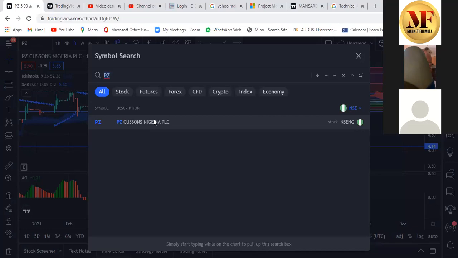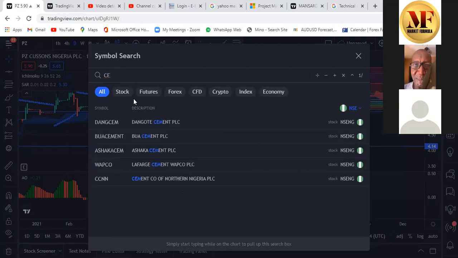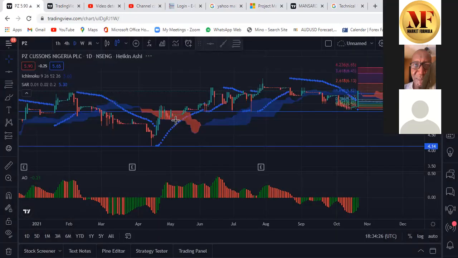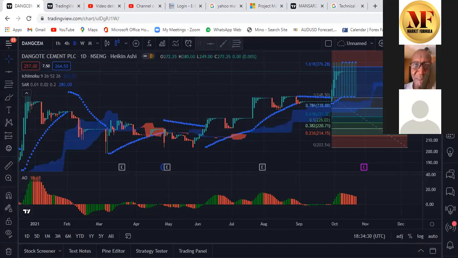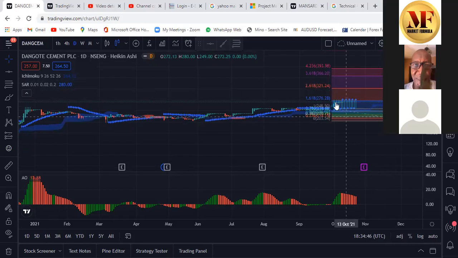Let's look at the cement industry. I'll just quickly run through that. Dangote cement. Okay. Dangote cement. What do I expect? Price has broken above the major resistance and is consolidating above major resistance. I expect a spike. These are the levels to watch for the spike: 321 naira, 366 naira, and 393 naira.